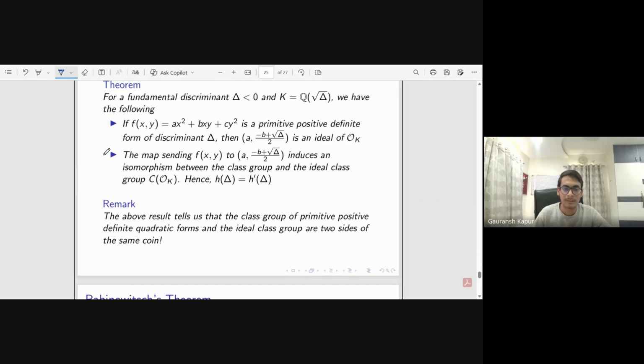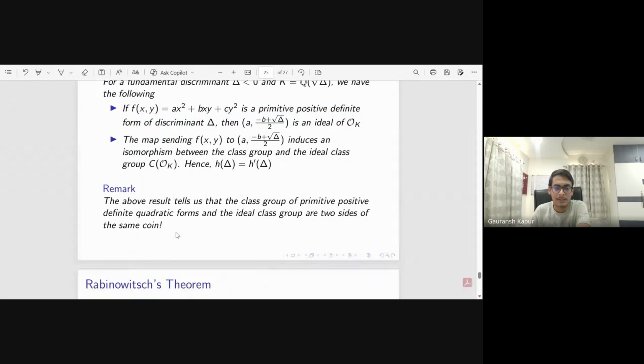What this means is that the group we were looking at before, like HD, the class group of reduced forms, is actually isomorphic to the ideal class group. So what this means is that you have two very different perspectives. In one, you look at quadratic forms, reduced forms, and in the other, you're looking at ideals, quotienting, and stuff like that. But these two are actually the same. So this was what I had to tell you today.